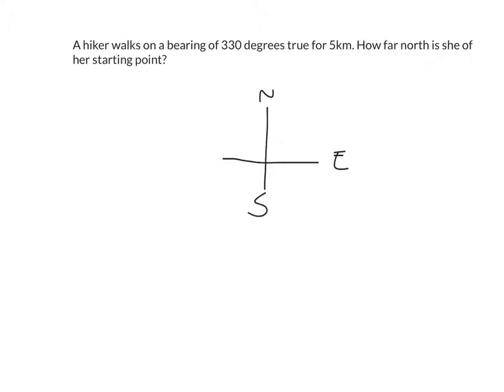So what does this have to do with trigonometry? Well, note north and west are at right angles, north and east are at right angles, and so on. We can turn this into a right-angled triangle. That's what we're going to try to do. So 330 degrees true for 5 kilometers. She's going to go in which direction? It's going to be the northwest, because remember it goes 0, 90, 180, 270, and then 360 is back at north. So 330 is between 270 and 360, so it's going to be in this direction.